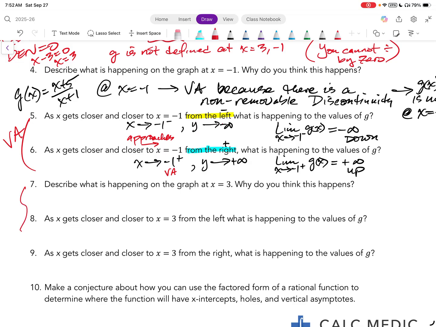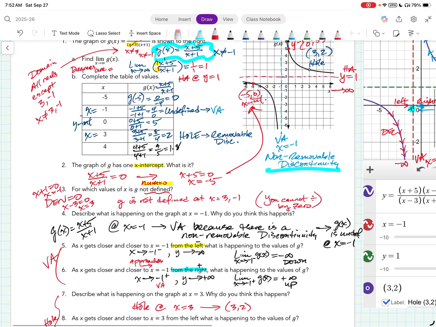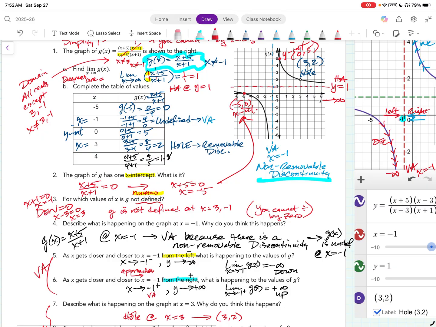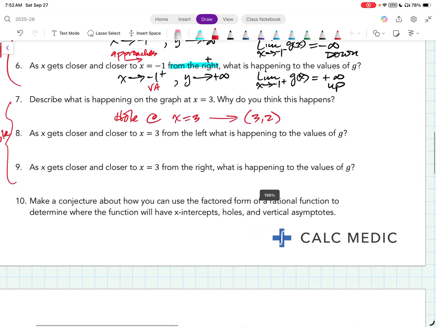Now here, you're dealing with the hole, okay? So what happens at the hole? Okay, so we have a hole at x equals 3. In fact, it's located at 3, 2. We talked about that earlier in the graph. We saw it in the graph. We also talked about that it's a removable discontinuity because in the beginning we canceled out the x minus 3's, those common factors there, and whenever you cancel out a common factor, you have a hole, and then you have to find the location of it.